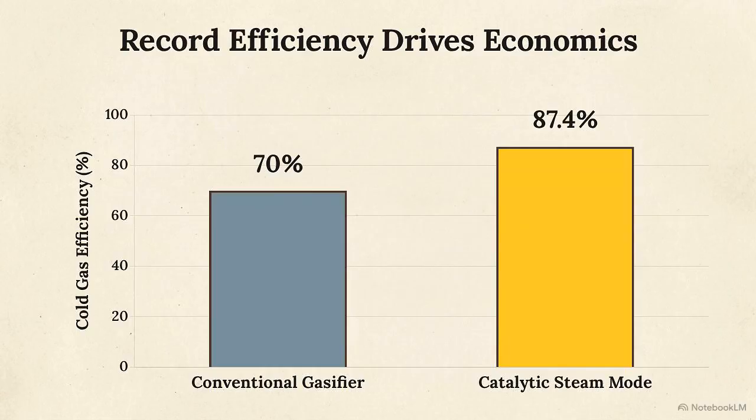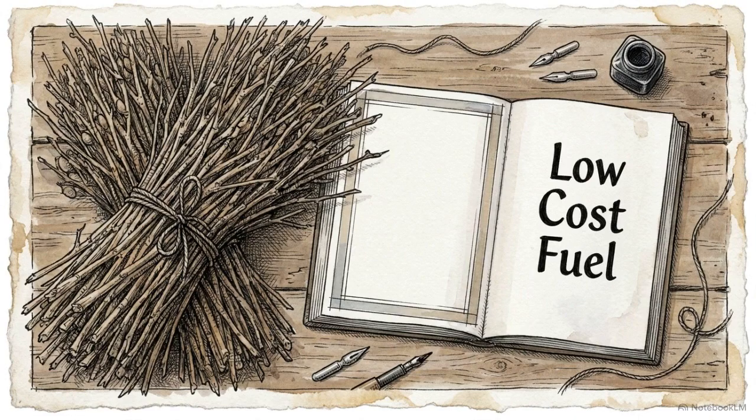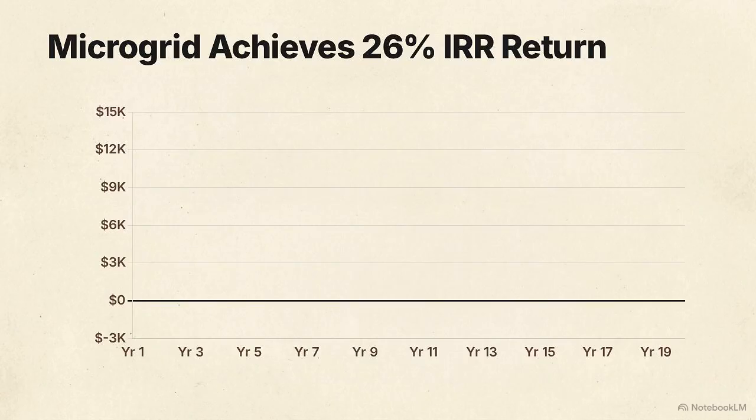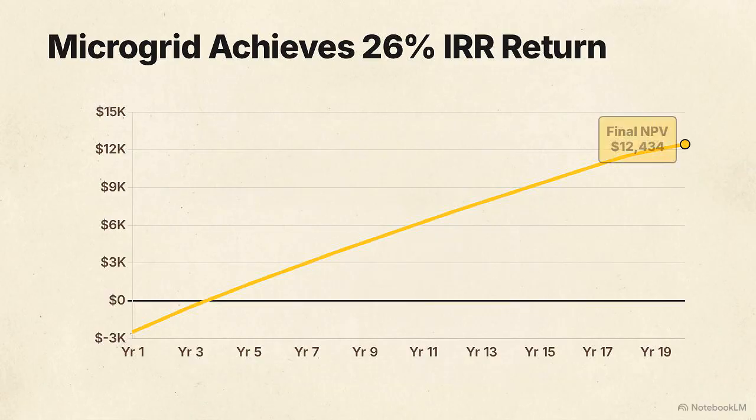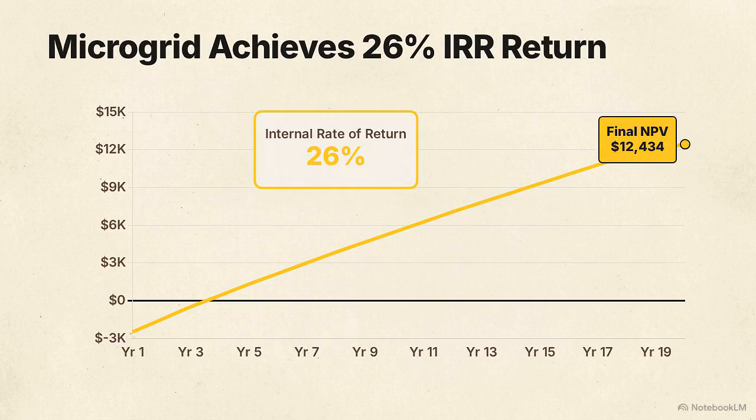By eliminating the need for petroleum and running strictly on local waste pigeon pea stocks, costing roughly $117 per ton, the system's operational overhead stays extremely low. Factoring all costs, the microgrid achieves a levelized cost of electricity of 7 cents per kilowatt-hour. The system generates a net present value of $12,434 and an internal rate of return of 26%, establishing strong financial viability for local operators.